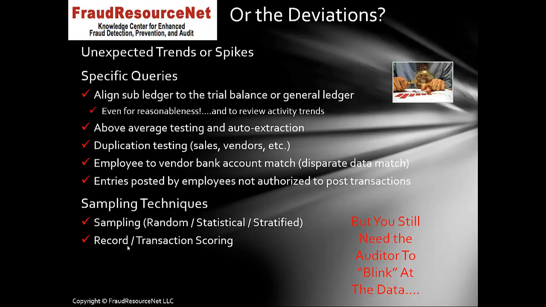From a sampling technique point of view, there's random, there's statistical, there's stratified. We're going to talk about stratified sampling because I think it's the easiest way to calculate and make sense to everybody. But I think we should also look at transactional scoring.